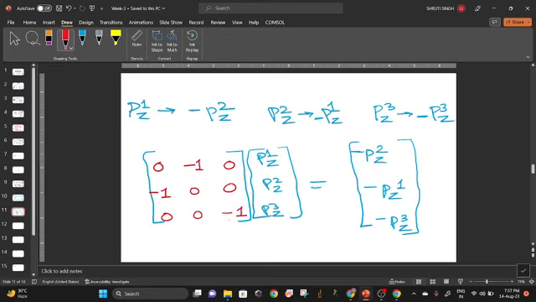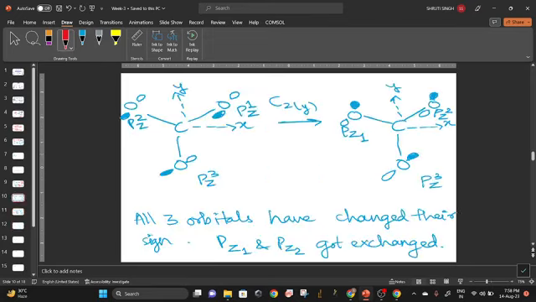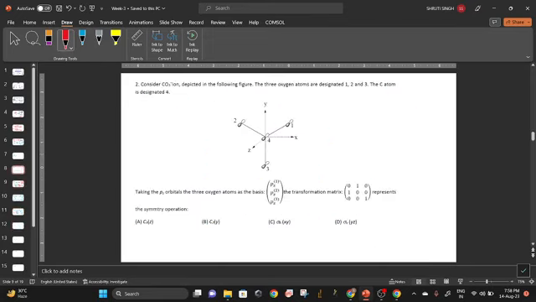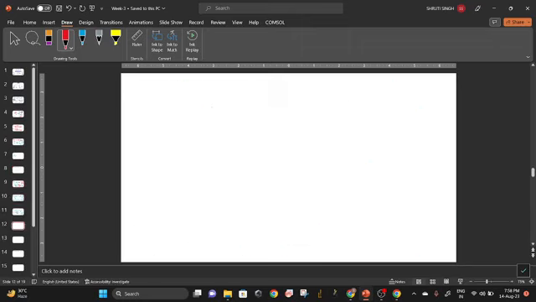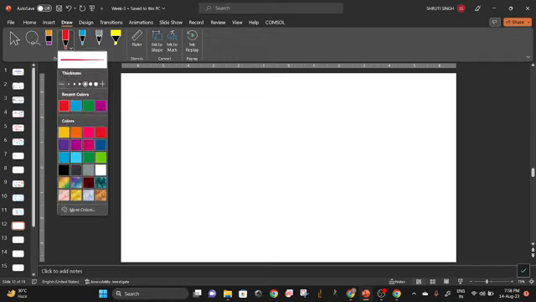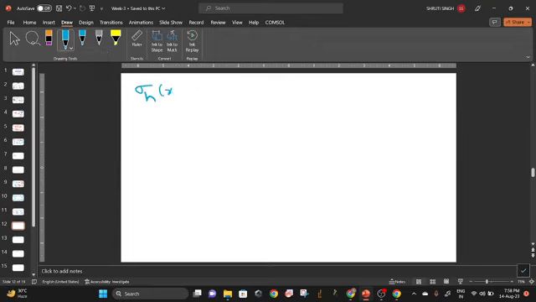Okay, so is this one matching with the one given in the question? No. Okay, then the third is sigma h, x and y. So this one is what? Molecular plane. Yes. So in this, what will happen?